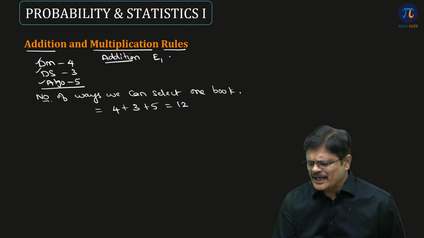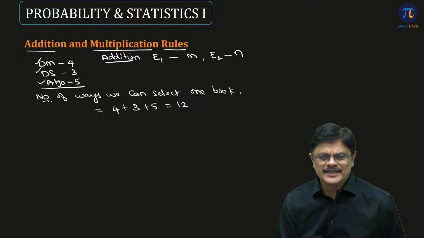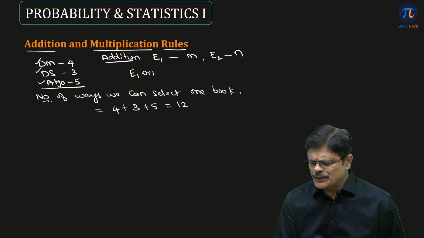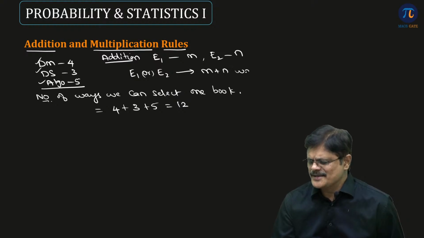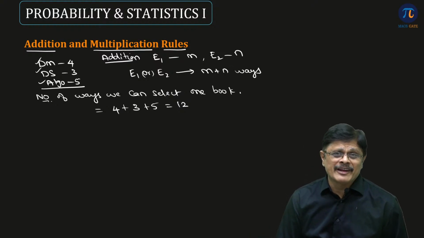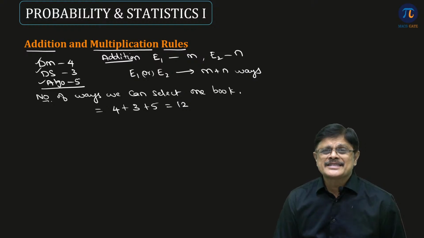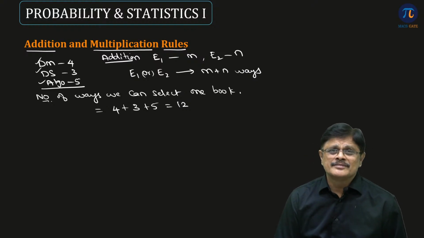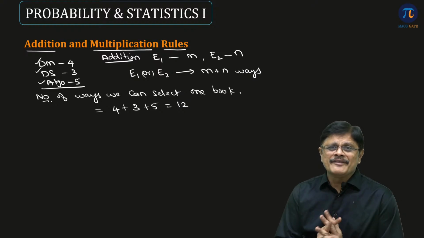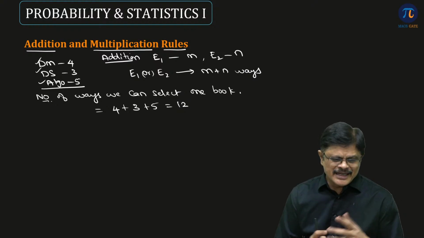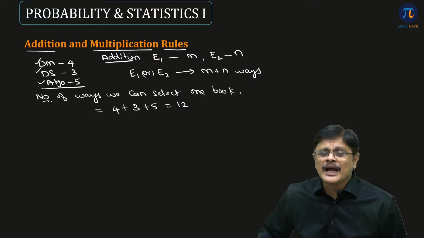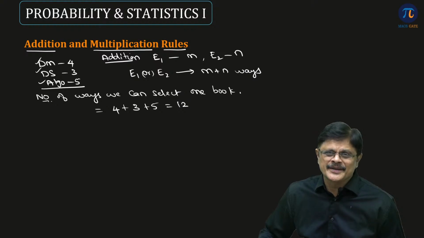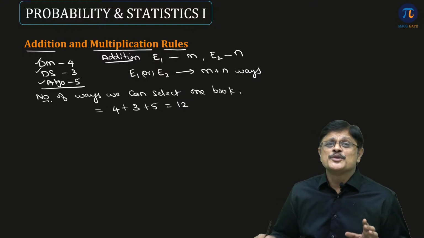The idea of the addition principle is this. If event 1 can happen in m ways, event 2 can happen in n ways, then E1 or E2 can happen in how many ways? m plus n ways. But here we need to understand one very important thing. When you say event 1 and event 2, we are assuming that the 2 events are mutually exclusive. Later on we are going to talk about the addition theorem of probability. There this idea is very, very important.